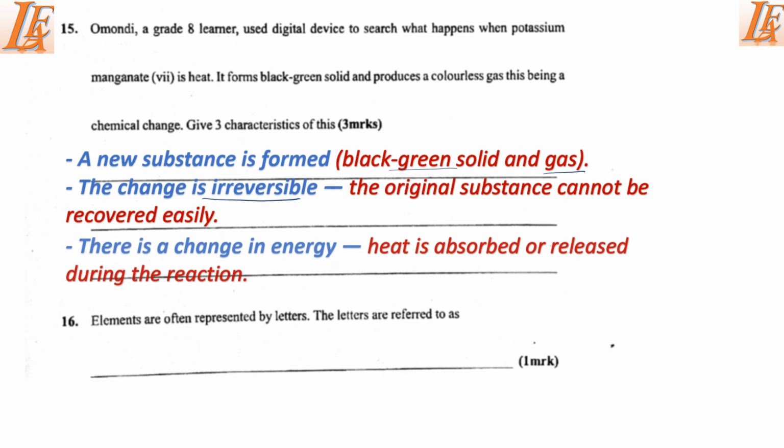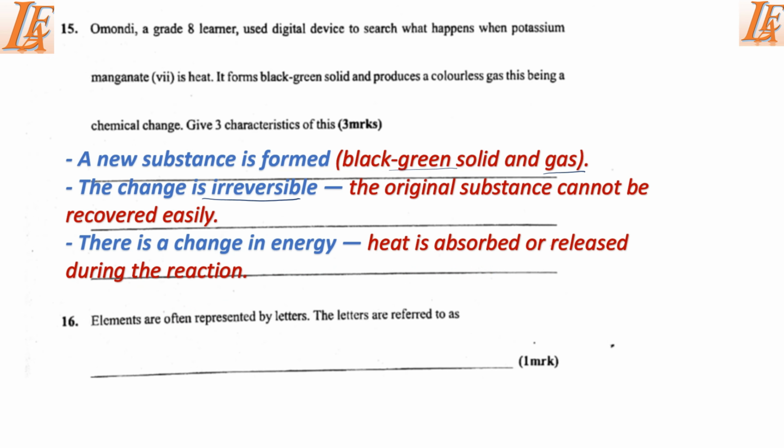Then another property is that there is a change in energy. Heat energy is absorbed or released during the reaction. When this process is taking place, remember, for potassium manganate 7 to lose a gas and form a new substance, heat was introduced. And in this case, they are telling us heat was introduced. So in this case, there is absorption of heat or there's a release of heat during the process.